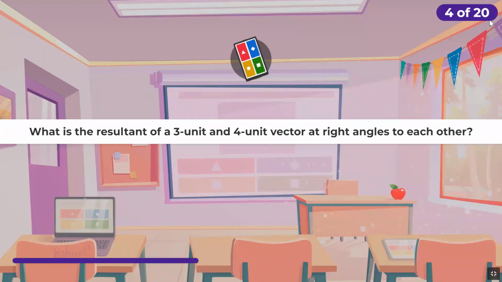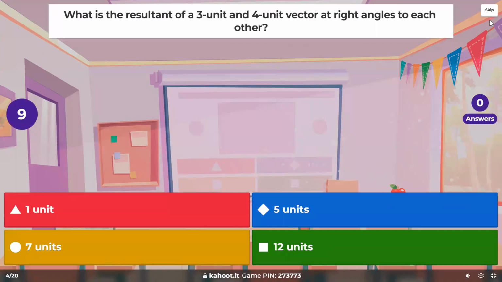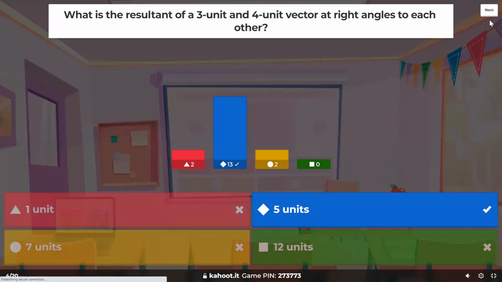What is the resultant of a 3-unit vector and a 4-unit vector at right angles to each other? At right angles. What's the resultant? All right, 5 units. Here, let me switch over and draw that one out on paper real fast, just in case you should follow that.